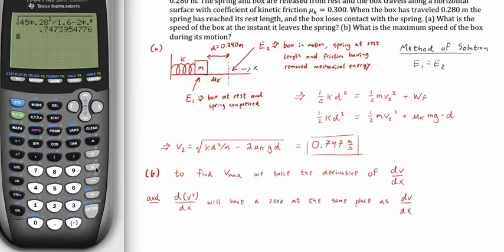So let me write that out. So I can say, since v squared will be max at the same location as v.